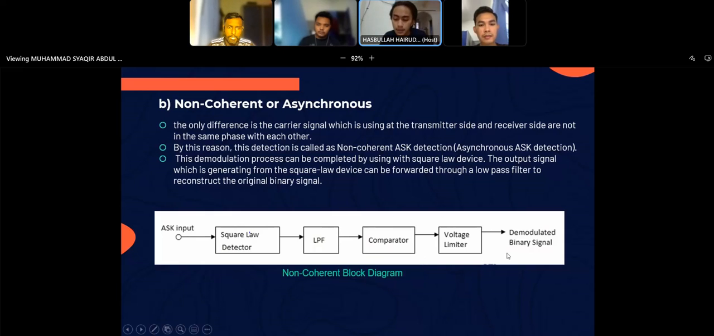So basically, the difference between coherent and non-coherent ASK demodulator is whether the carrier signal at the receiver phase and transmitter phase is the same or not. And second, coherent ASK demodulators use a multiplier, and non-coherent ASK demodulators use a square law detector.